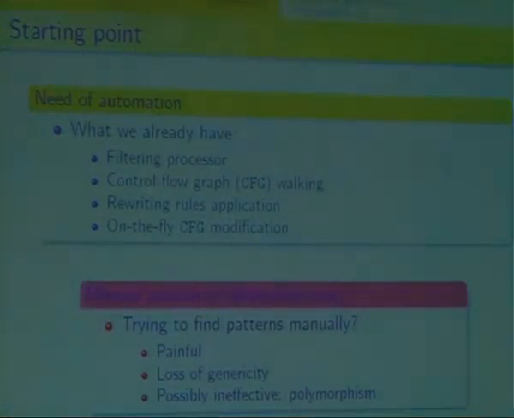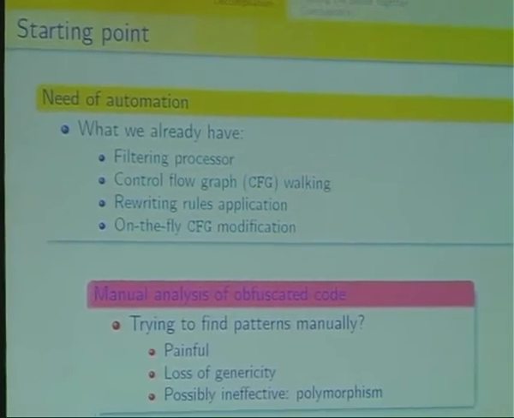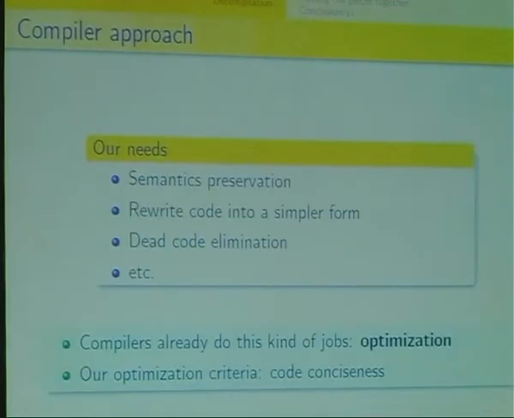Trying patterns manually is very boring. That's not something we are interested in, and we try to automate this kind of job. So to sum up, what we wanted to do is to rewrite the code into a simpler form, but doing so, we want to preserve its semantics, of course, because we're interested in it. And as a side effect, we would also like to proceed to dead code elimination and to really get a simpler form.